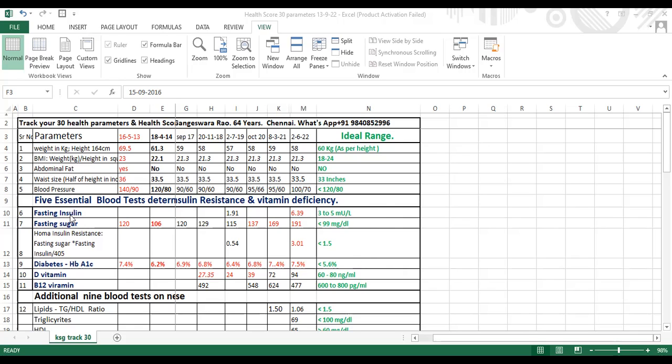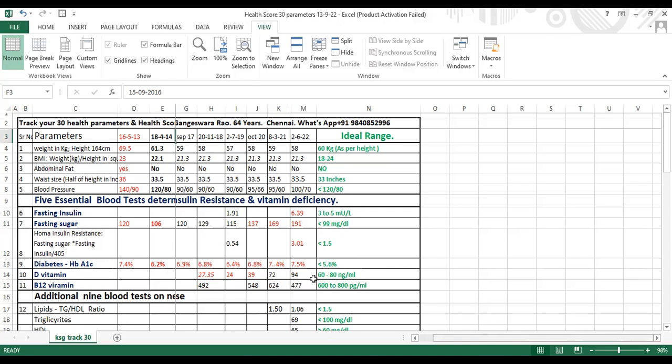Then fasting insulin. This is the test, and fasting sugar. If these two tests are done, you can calculate your insulin resistance. This should be below 1.5. Anything above 1.5 will lead to lifestyle disorders like overweight, diabetes, PCOS, blood pressure, etc., friends. Then if there is an HbA1c test, that should be below 5.6%. Above 5.6%, up to 6.4, is pre-diabetes. Above 6.4 is diabetes. Vitamin D and vitamin B12.